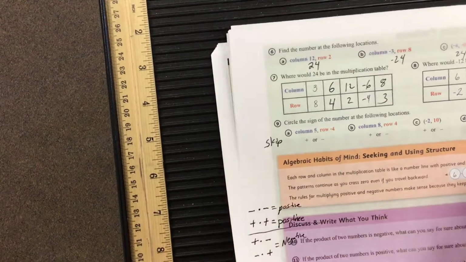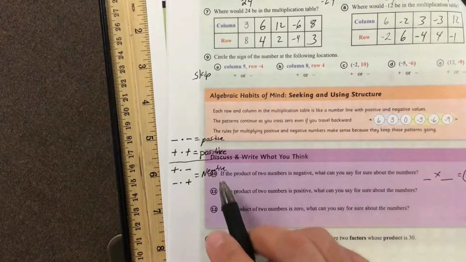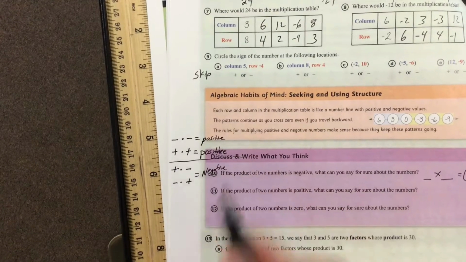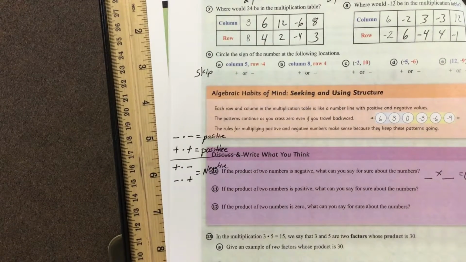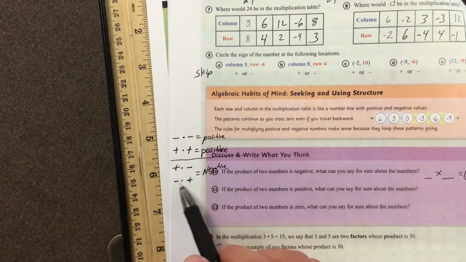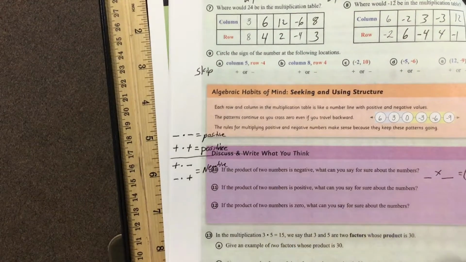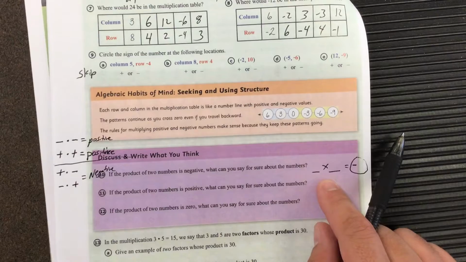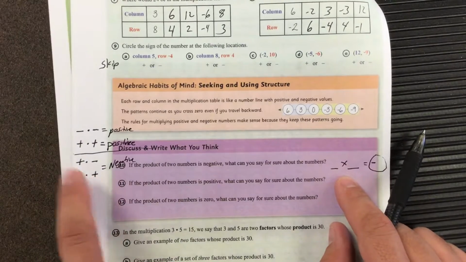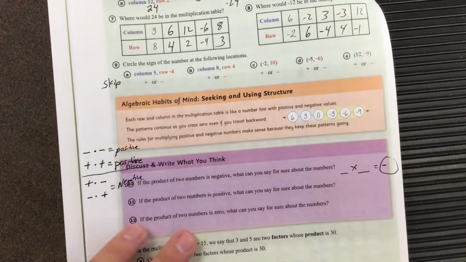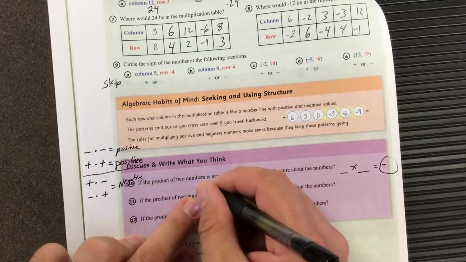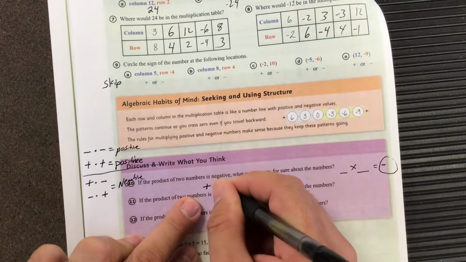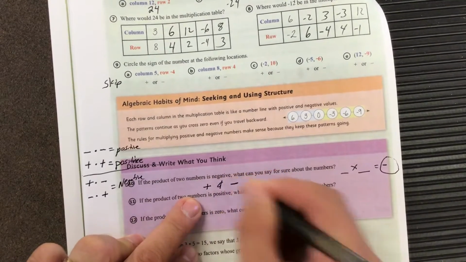All right, so those are the 4 things that can happen. Either both negative or both positive, your answer is positive. If you only have one negative, your answer is negative. So, if my answer is negative, what is true about my numbers? One is positive and one is negative. You have one of each.